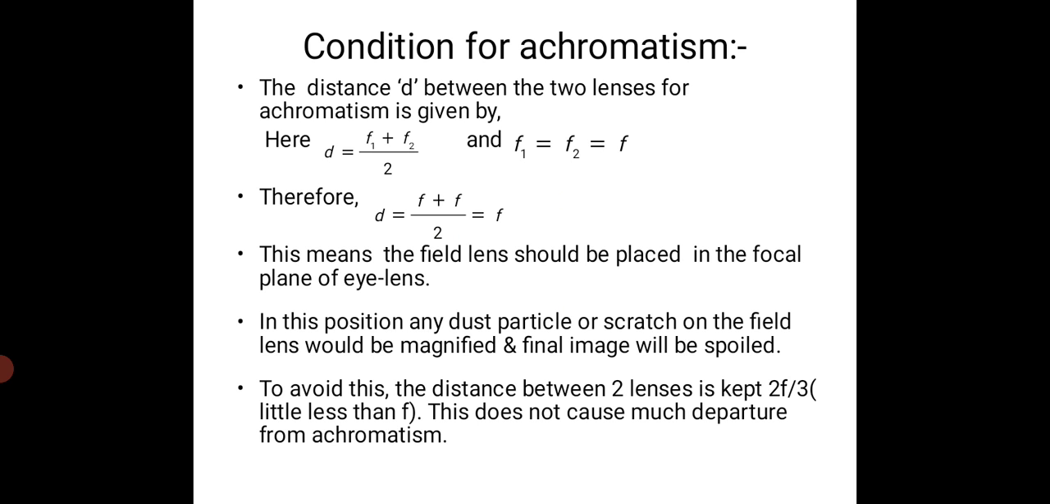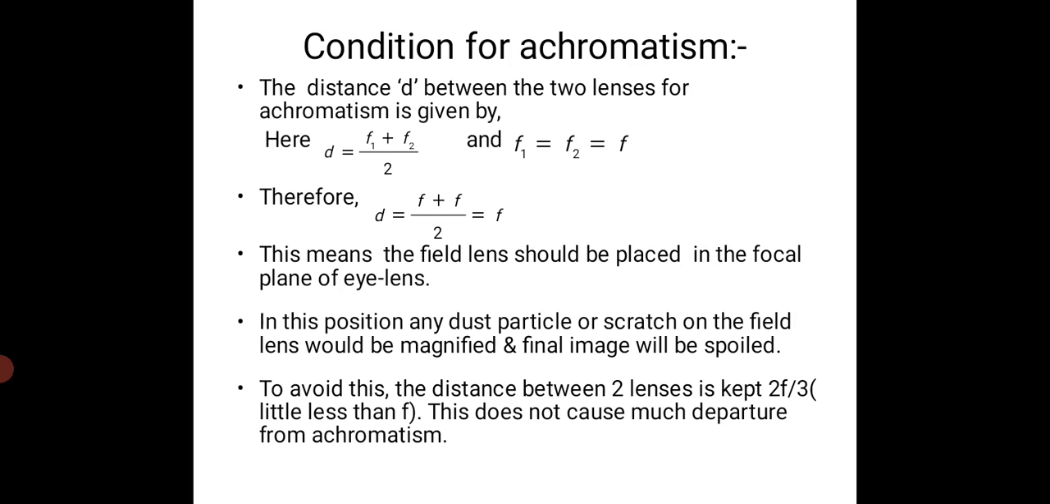Now we will check the condition for achromatism. The distance d between two lenses for achromatism is given by d equal to (f1 plus f2) by 2, and f1 is equal to f2 is equal to f, as we know that both the field lens and eye lens have the same focal length. Therefore, d is equal to (f1 plus f2) by 2, that is (f plus f) by 2 equal to f. This means the field lens should be placed in the focal plane of the eye lens.